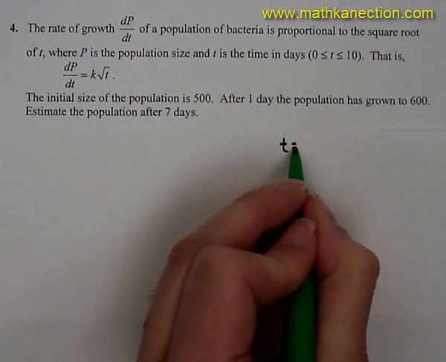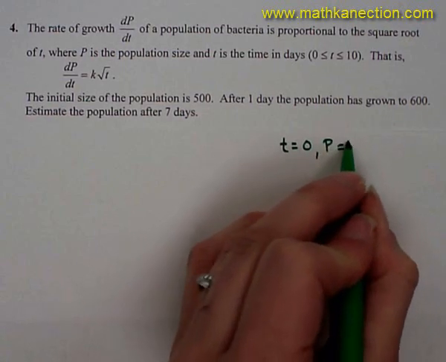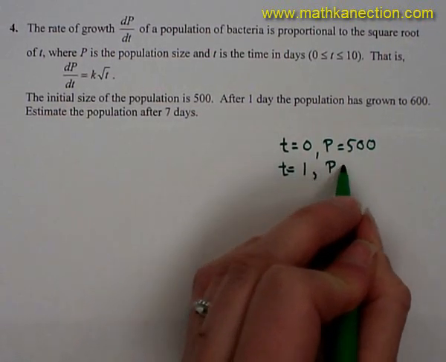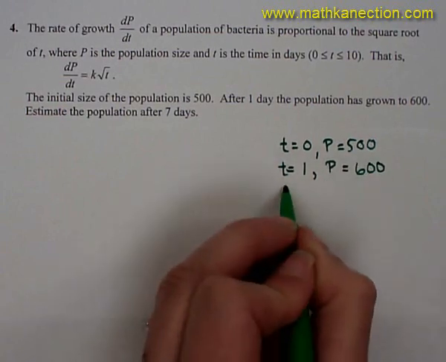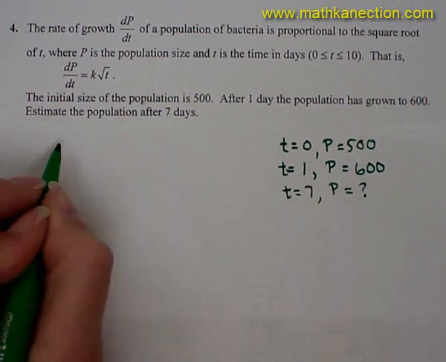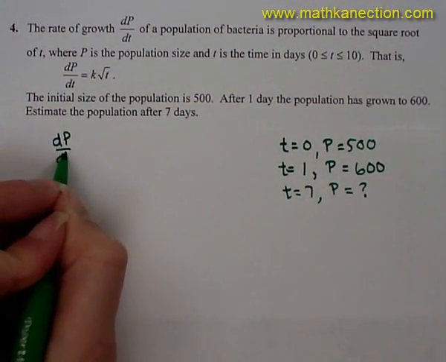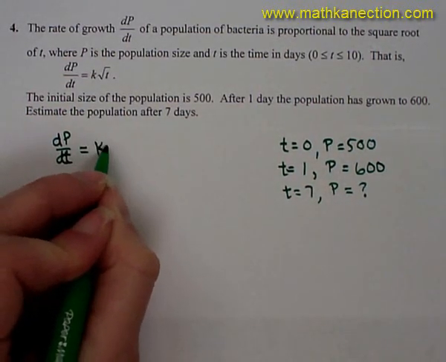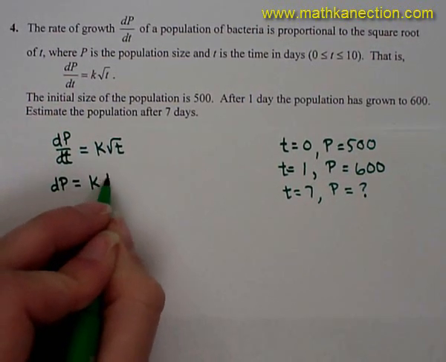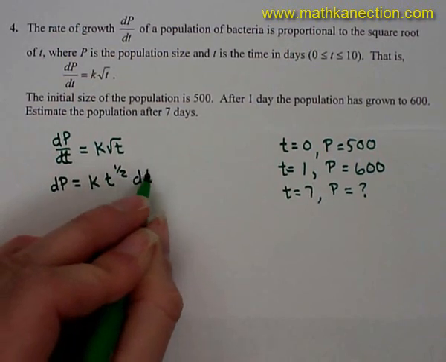In the problem, the initial size of the population is 500, which means time is equal to 0, the population is 500. After 1 day, the population has grown to 600, so when time is equal to 1, the population is 600, and we'll be estimating the population after 7 days, so that population is unknown. The given differential equation, dp dt, is equal to k square root of t. Multiplying both sides by dt, we'll get dp is equal to k square root of t dt.